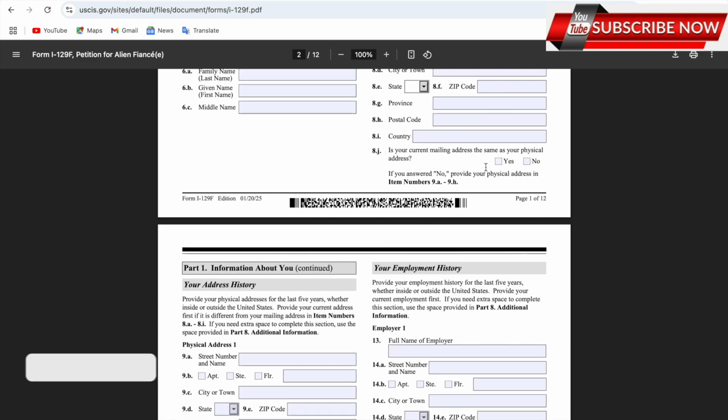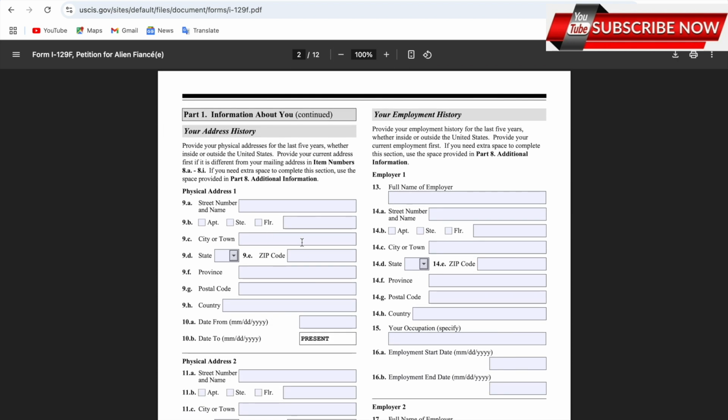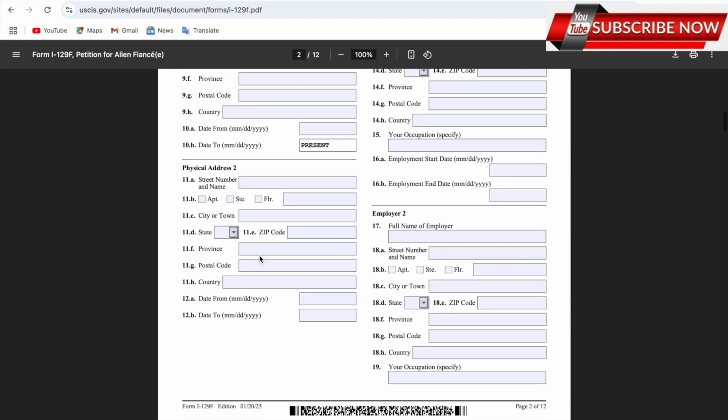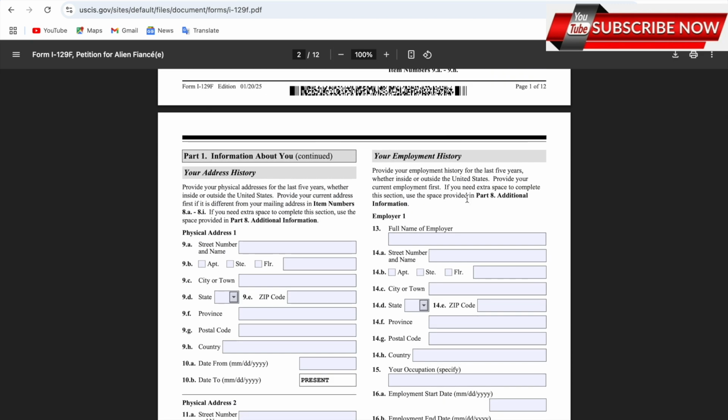If it's yes, you click on yes. If you click on yes, then you don't need to bother yourself putting in the information for physical address. But if you click on no, then you have to put in your physical address over here. So if your mailing address is the same as your physical address, you click yes and you leave this part blank. You leave all here blank. Then you jump onto the employment history.